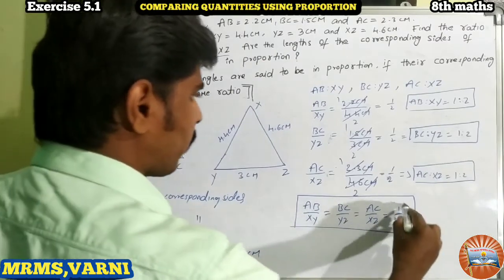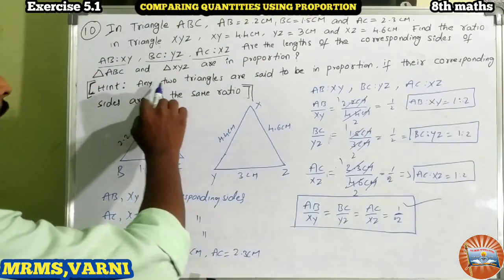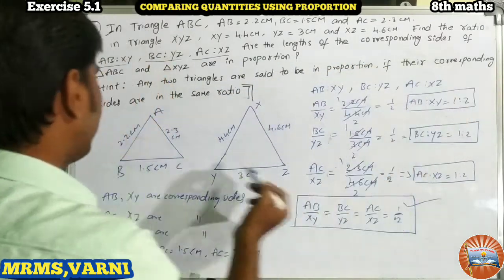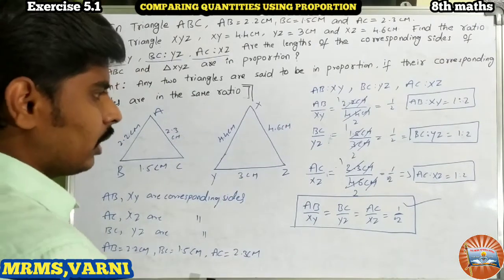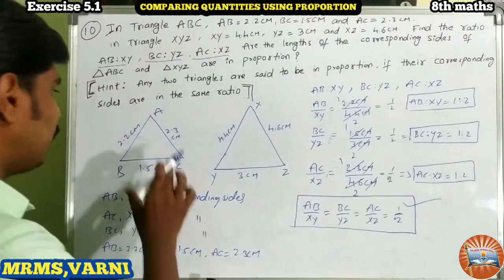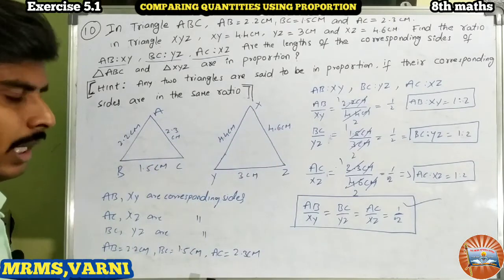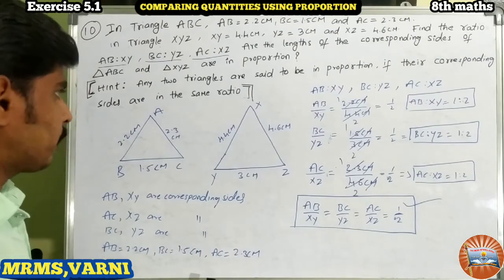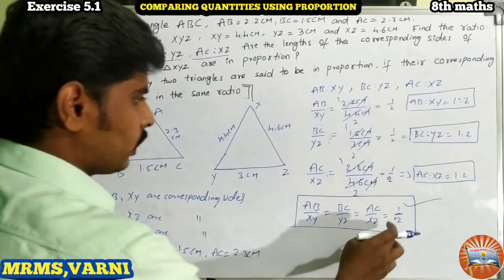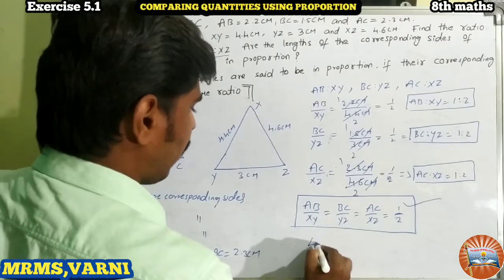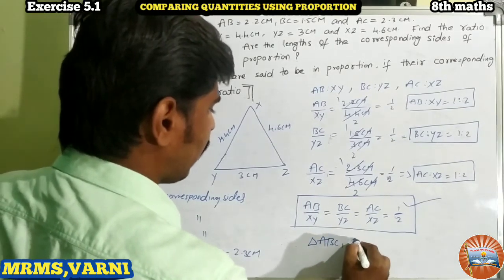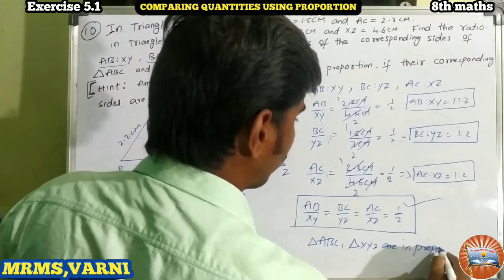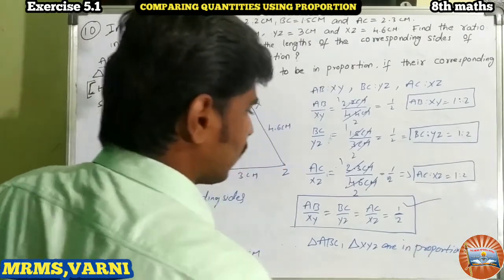Okay. With this property we can say that, what is the hint given? Any two triangles are said to be in proportion if their corresponding sides are in the same ratio. Yes, the corresponding sides in the given triangles ABC and XYZ are in the same ratio, that is 1:2. Therefore triangle ABC and triangle XYZ are in proportion. Okay, is it clear?